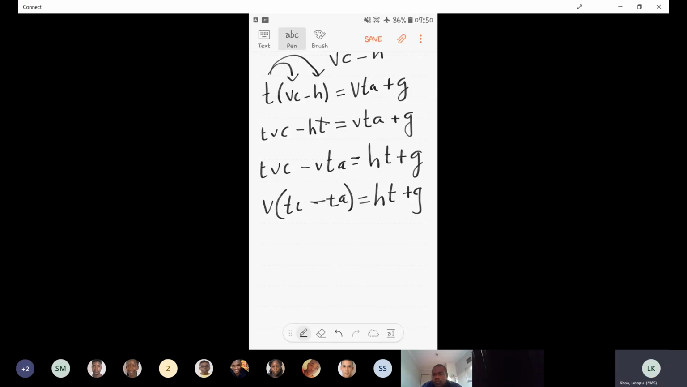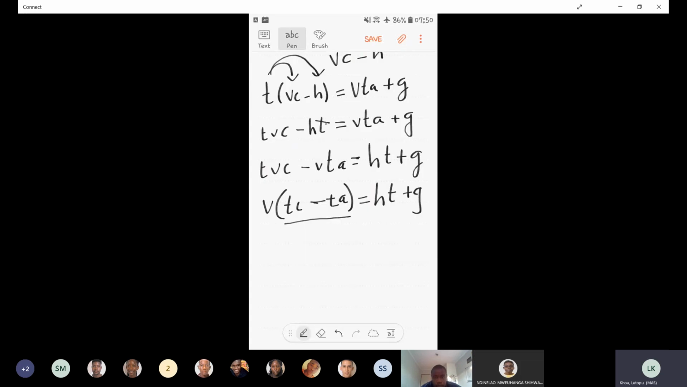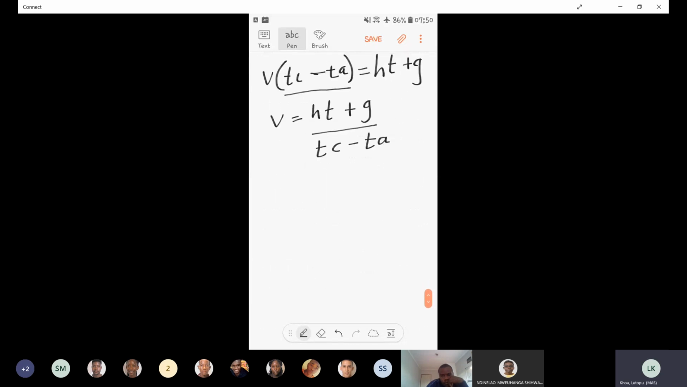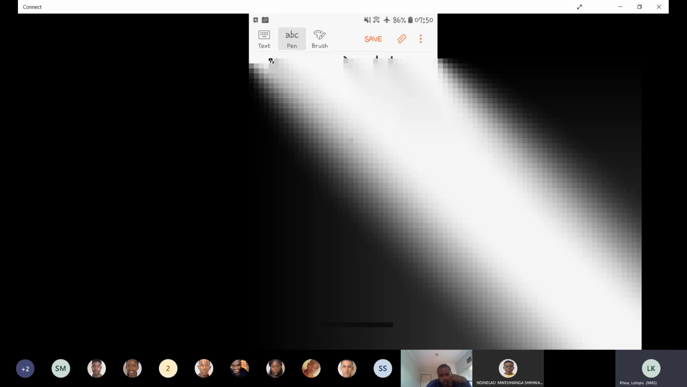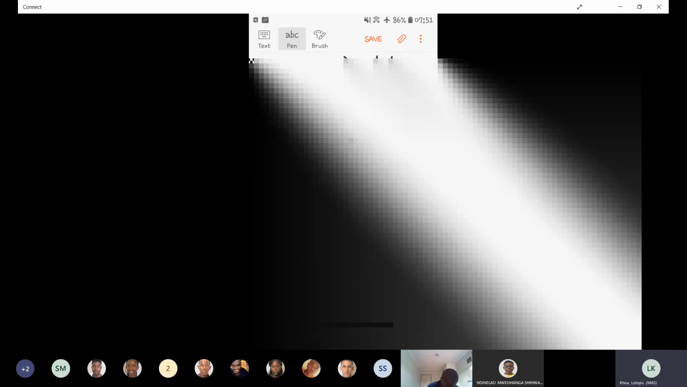Yes, miss. Okay. Then what you do is you divide by this bracket on both sides. So you have V is equal to HT plus G over TC minus TA. So remember, when you're making something the subject of the formula, it must appear only on one side of the equation, and it must appear only once. So you cannot have V on both sides and then say you have made it the subject of the formula.